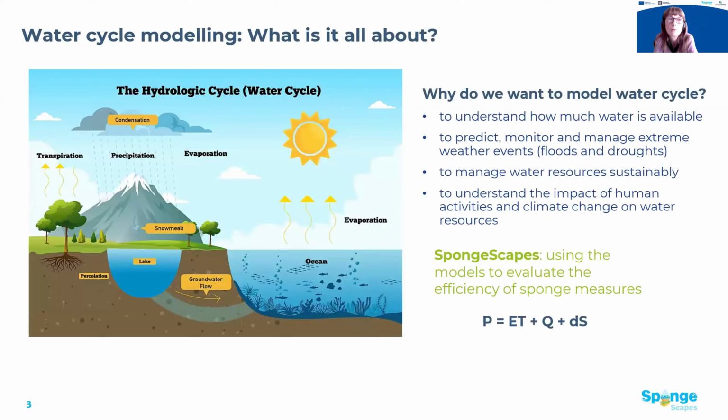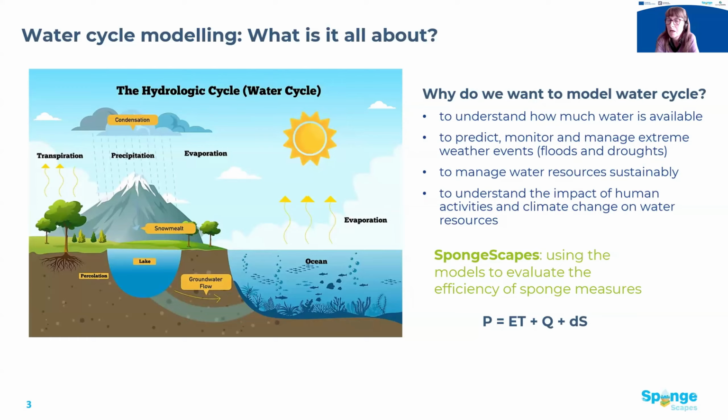So starting with water cycle modeling, this is an image that you're probably all familiar with. It describes the water cycle, and it's a good basis to understand the water balance equation, which says that precipitation equals evapotranspiration plus runoff plus delta storage, which is a change in water that is stored in soil or groundwater or surface water.